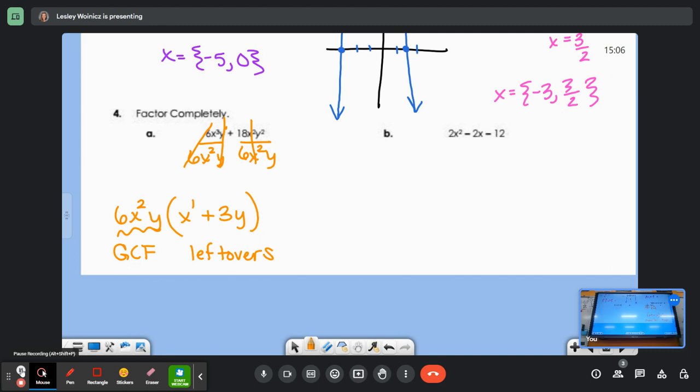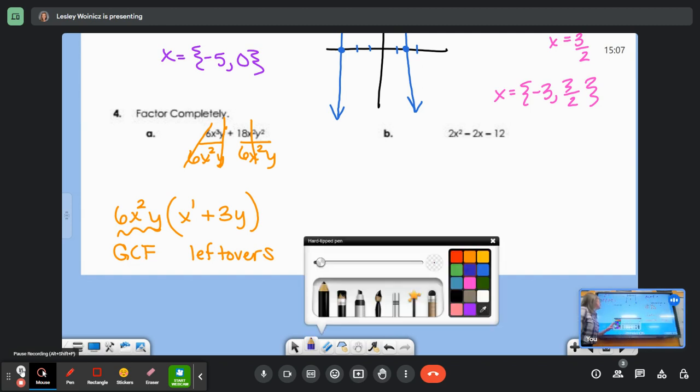Okay, now look at my leftovers. Do I have a trinomial where I can find magic numbers? No, I have a binomial. Do I have any factors that remain that I can factor out? Okay. Do I have a difference of squares that I can use some factoring pattern on? No. So I'm done. Done. All right. Look at number B.